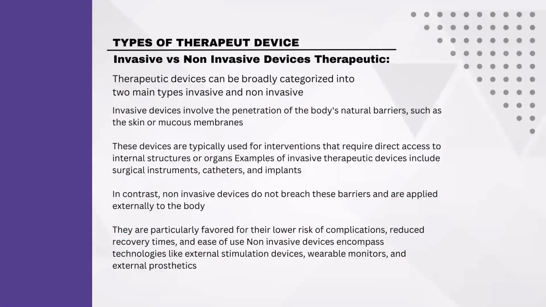accessible and manageable. Types of therapeutic devices: invasive versus non-invasive devices. Therapeutic devices can be broadly categorized into two main types, invasive and non-invasive. Invasive devices involve the penetration of the body's natural barriers such as the skin or mucous membranes. These devices are typically used for interventions that require direct access to internal structures or organs. Examples of invasive therapeutic devices include surgical instruments, catheters and implants.